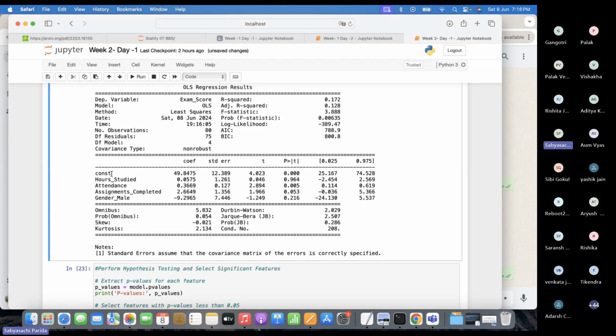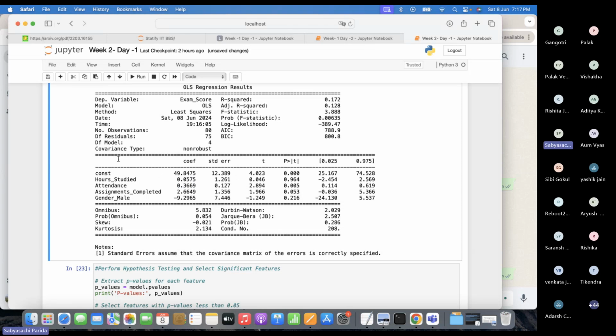So constant is nothing but the beta naught. Okay, beta naught corresponding to the particular model, and the hours studied. Suppose say this is the x1. Okay, so beta 1 coefficient. So beta 1 coefficient is coming as 0.05. Beta naught is coming as 49.84. Beta 2 is coming 0.3, and this is how the betas are coming for my particular model.